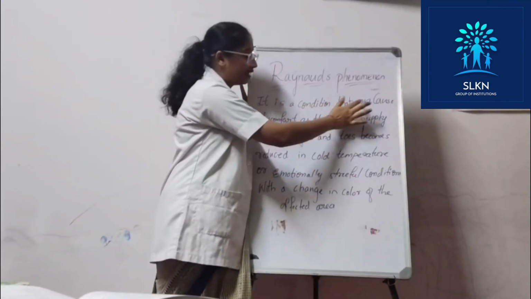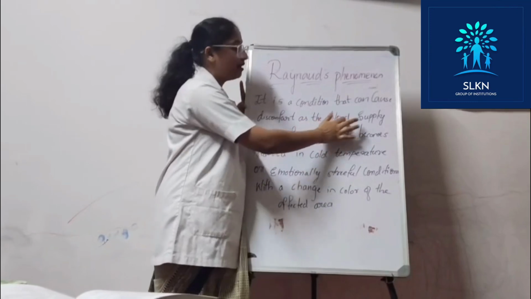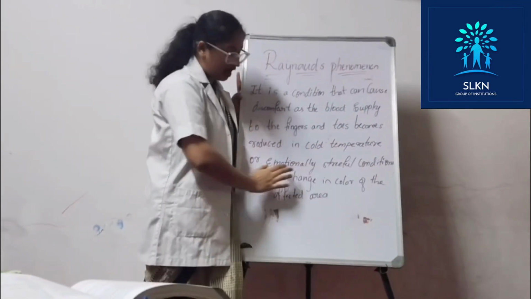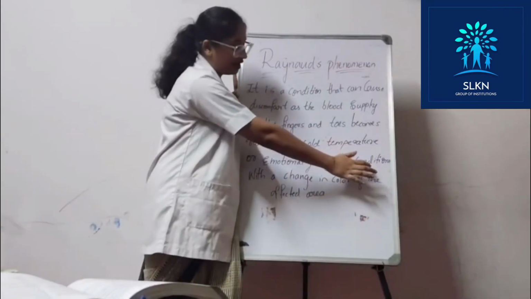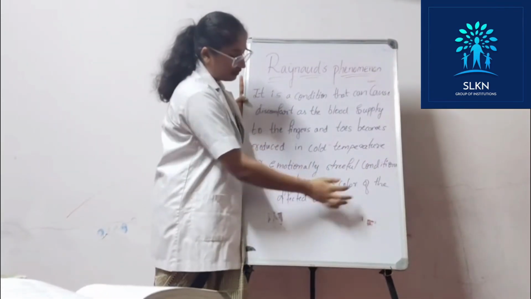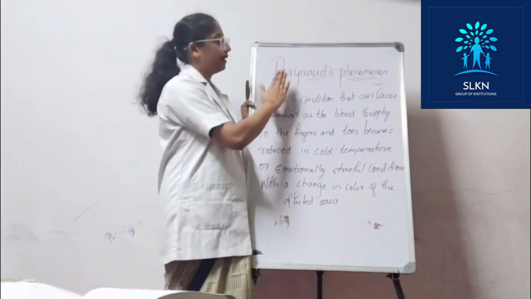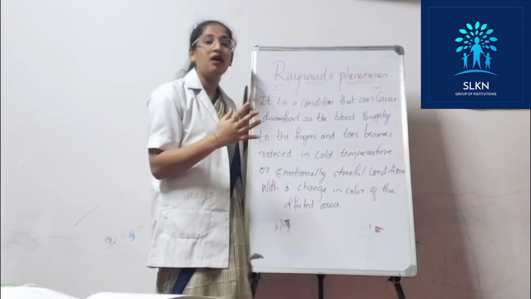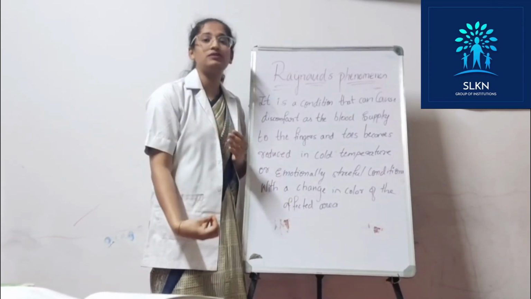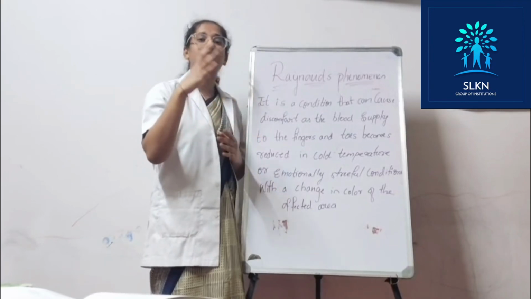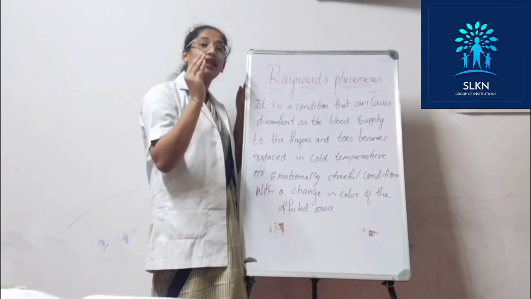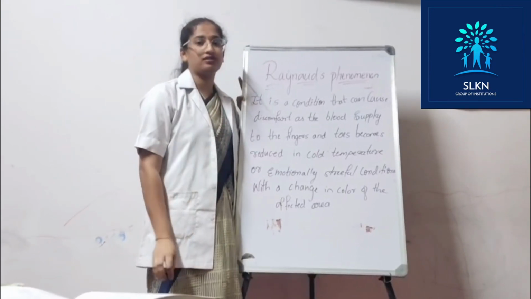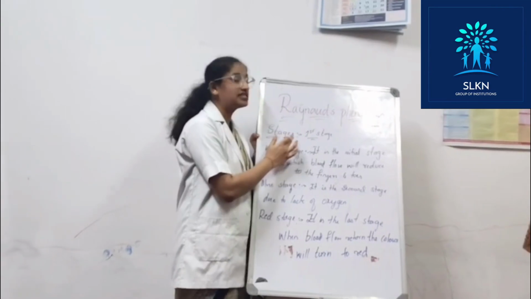It is a condition that can cause discomfort as the blood supply to the fingers and toes becomes reduced in cold temperature or in emotional, stressful conditions, with a change in color of the affected area. So in Raynaud's phenomenon, in extreme cold temperature or any stressful condition, blood flow to the fingers and toes becomes reduced, and then they change color. It also causes numbness and a tingling feeling in our fingers and toes. Now we will discuss the stages of Raynaud's phenomenon.